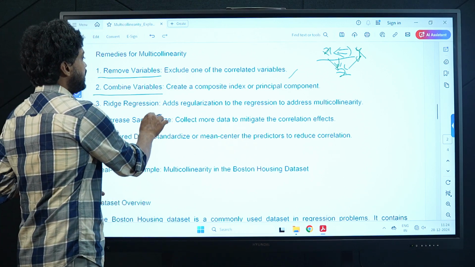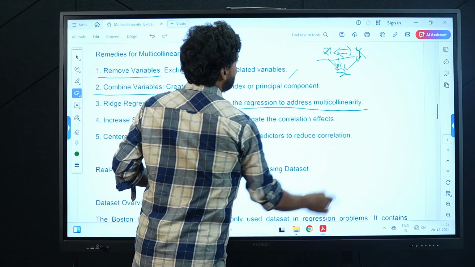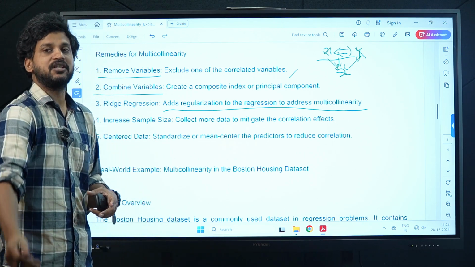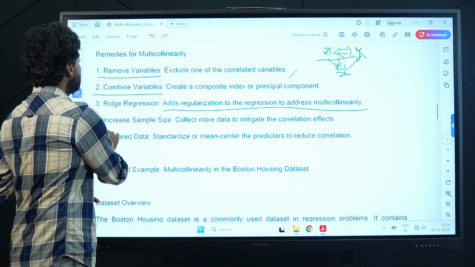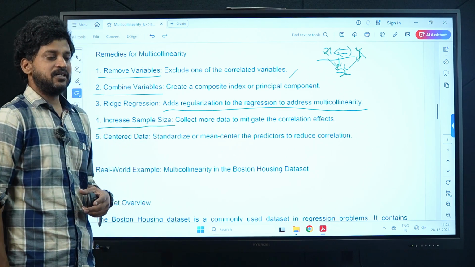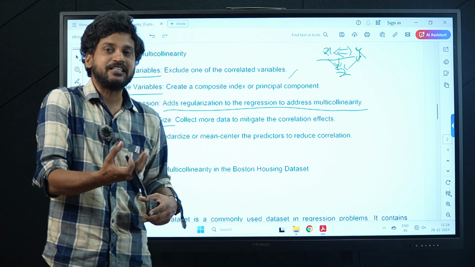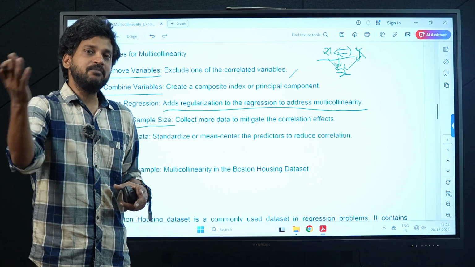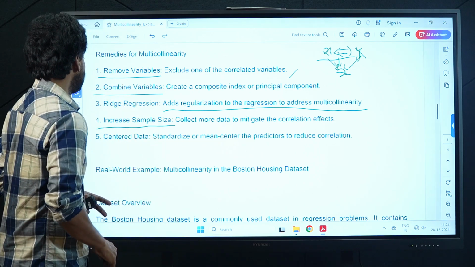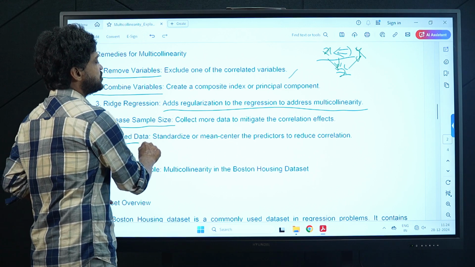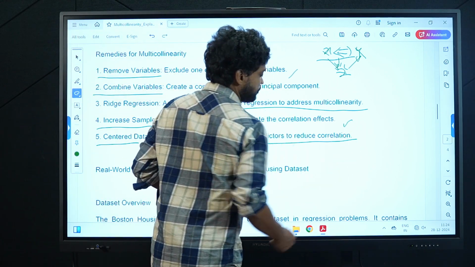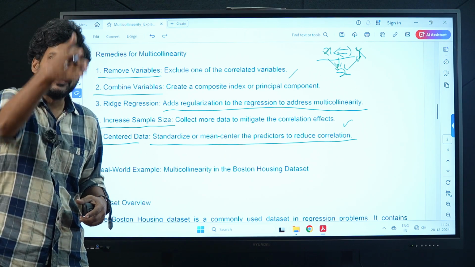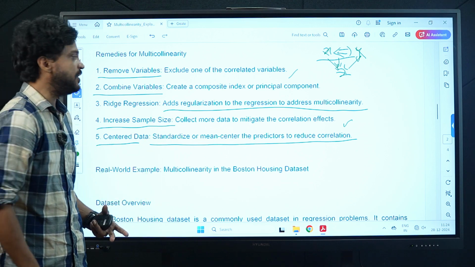Ridge regression adds regularization to the regression to address multicollinearity. We can also solve this problem with ridge regression. We'll understand ridge regression in the upcoming session. Increase the sample size: multicollinearity may arise with an insufficient sample size. If we have a sufficient sample size, it sometimes may overcome this multicollinearity problem. Center the data: standardize and mean center the predictors to reduce the correlation. Make sure that all the values of the predictor have been centered to the mean. Then it will be handled.